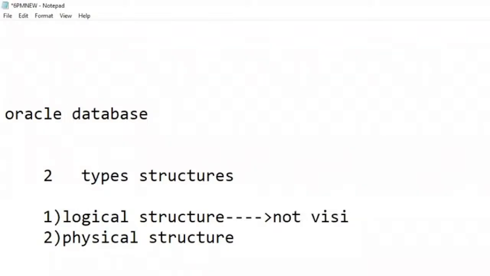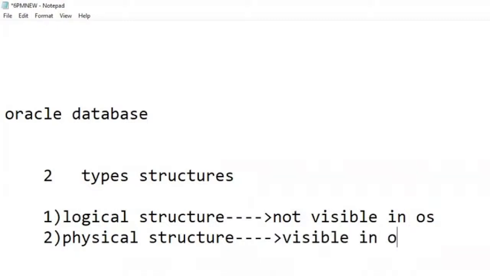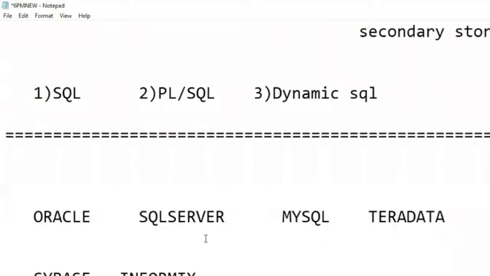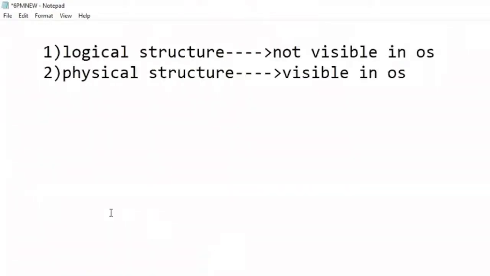in the operating system is called a logical structure. A physical structure means whenever we install Oracle, SQL Server, DB2, these softwares, physical files are created automatically, as I told you in the previous classes. That's why a structure which is visible in the operating system is also called a physical structure. These are the things I told in the previous class. Don't worry. Now observe here.